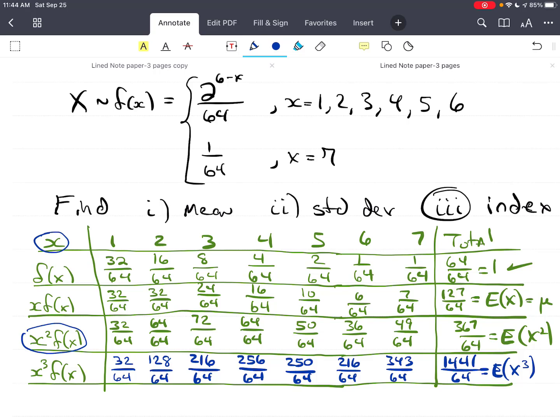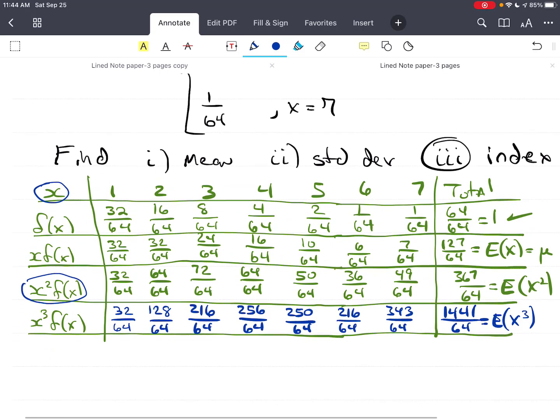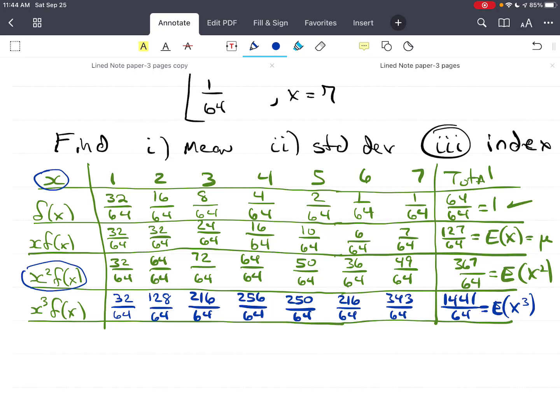So now we can easily find our answers. So we want first E of x. And this is the sum of x equals 1 to 7 of x times f of x. Remember that I require you to always write the formula. Even though we used a table, I want you to write the formula so that I know that you know what you're doing. And then we're just going to read this directly from the table, 127 over 64, and this is also mu.